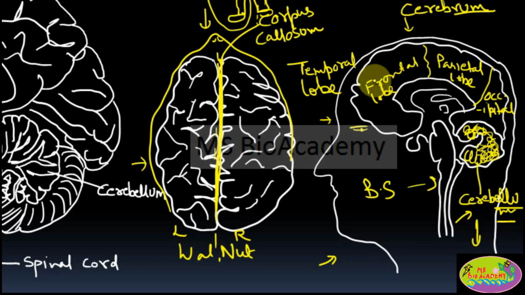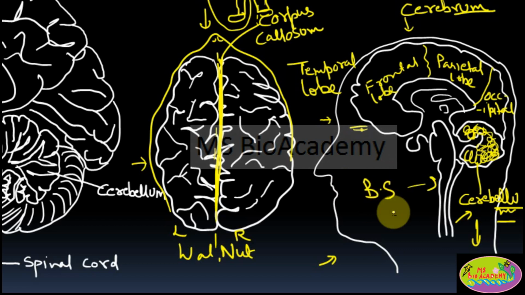Now you remember, the cerebrum is the largest part of the brain. It has 4 lobes: the frontal lobe, parietal lobe, occipital lobe, and the temporal lobe. Next, the cerebellum, I have already spoken about. It is involved in balancing our body and in coordination of muscular movement.